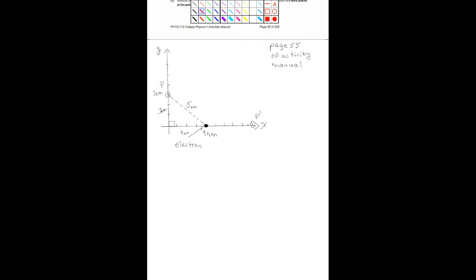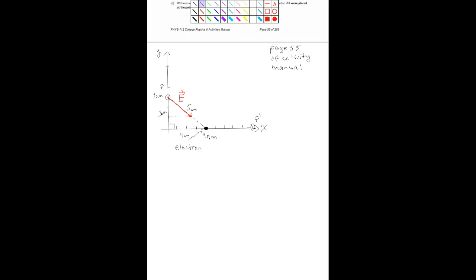So remember, for a negative charge, which an electron is, the electric field at any point points towards the negative charge. Okay? So at point P, we can draw a vector like this. So that is our electric field. What we're asked to find in part B is the x and the y components of the electric field. So I'm going to draw this triangle here in red.